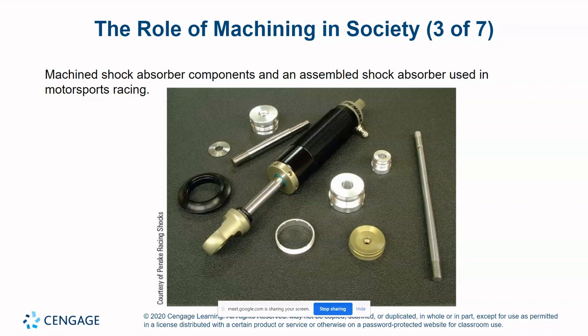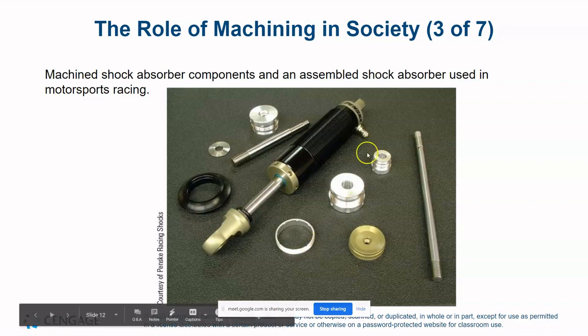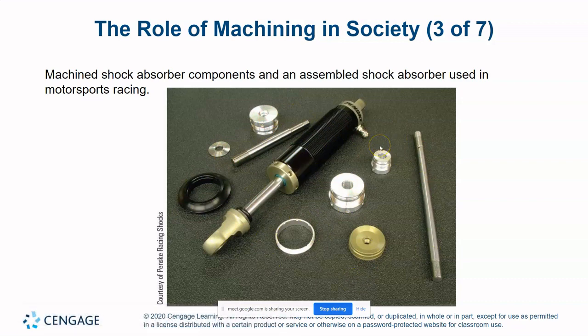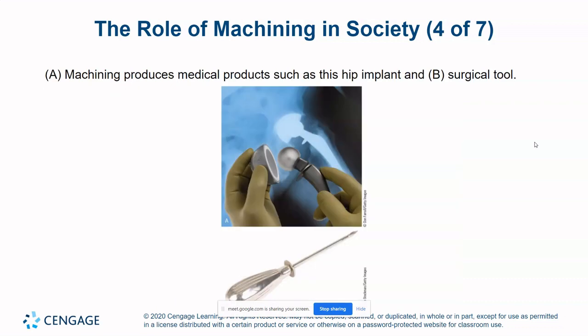So here we have an example, a machine shock absorber. This is something you would find on a car or a motorcycle or something like that. But all these parts were machined so that they could go together in an exact way. Here we go. Machining produces medical products such as this hip implant and surgical tool. So you can see this hip implant, this is all machined out of one piece of material to fit an exact specification.